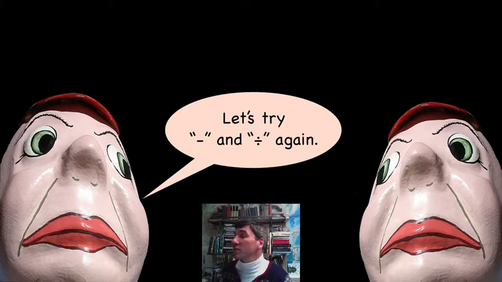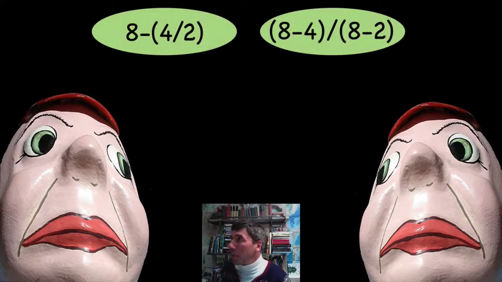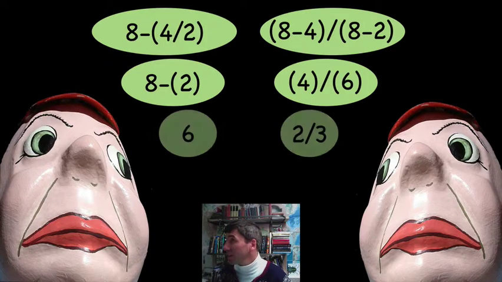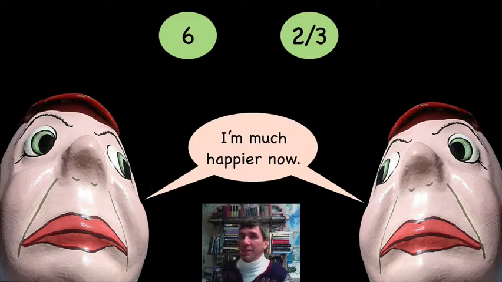Yes, Tweedledum, we can try subtraction and division again. Let's take 8 minus 4 divided by 2. Is that the same as (8 minus 4) divided by (8 minus 2)? Think about it. I think you're going to come up with 6 and 4/6. That's right. So those are two very different results. I'm glad you guys are much happier, you wrongifiers.